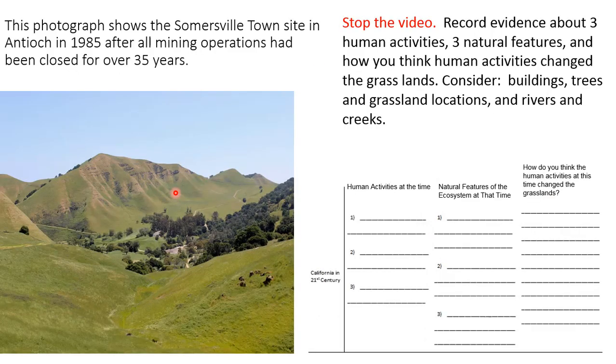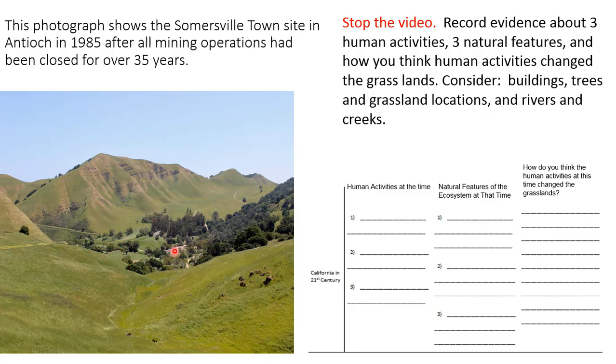So this photograph shows Summersville town site now in Antioch in 1985, after all mining operations had been closed for about 35 years. So I want you to stop the video and record 3 human activities, 3 natural features, and then consider how human activities at this time changed the grasslands.